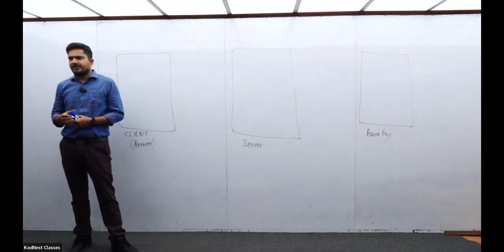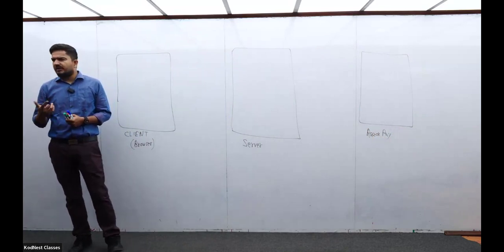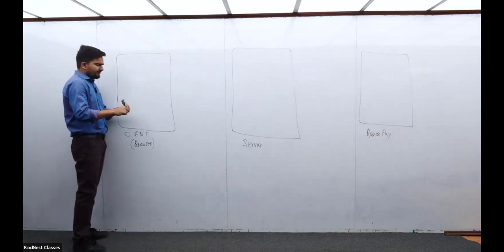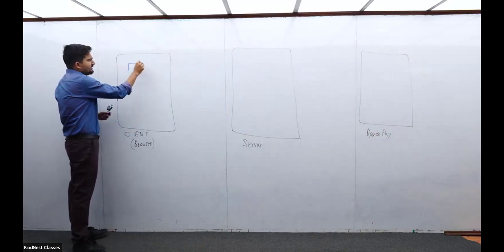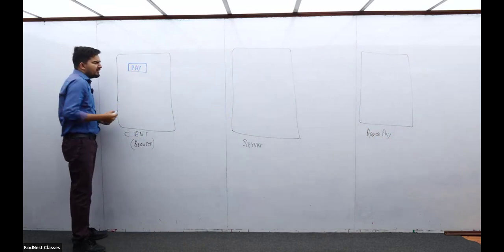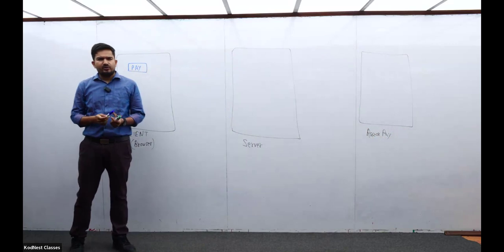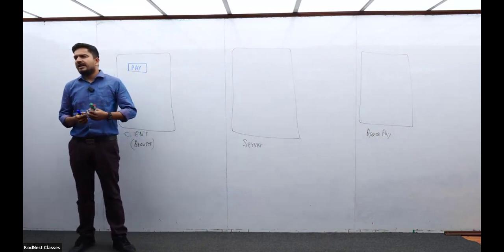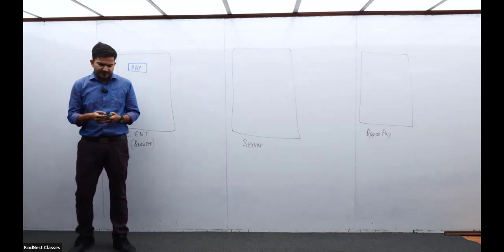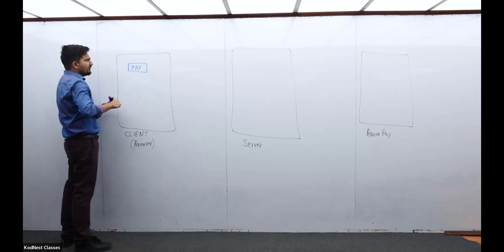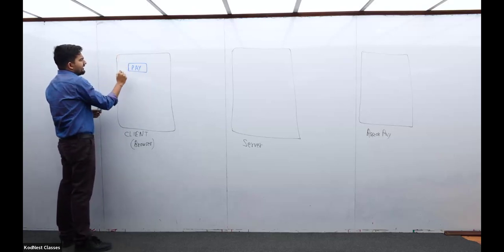Firstly, we have the pay button, right? The normal pay button which we have created. Let's suppose on the front end, this pay button is present. The role of this pay button is to initiate the payment, to start the process of the payment. So maybe I will give a short note over here: initiate payment.